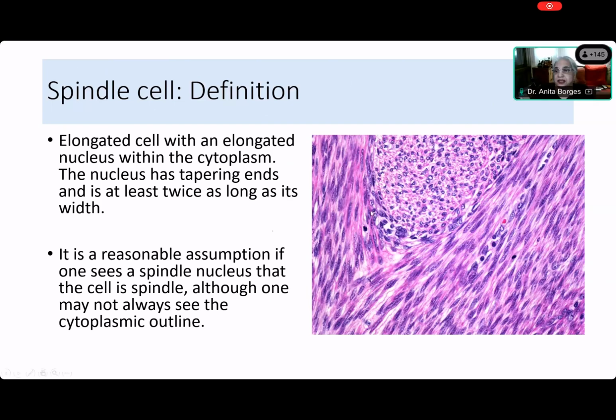Okay, ma'am. There's somebody saying something in the chat box. All right, Shashank, tell me what you're seeing in this slide. Just describe it. Do you see spindle cells in this slide? Yes, ma'am. I can see spindle cells. They are elongated cells.